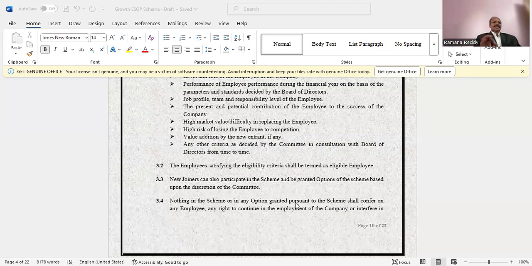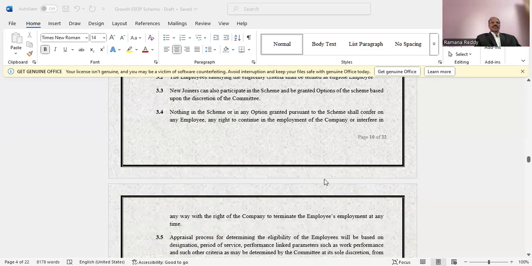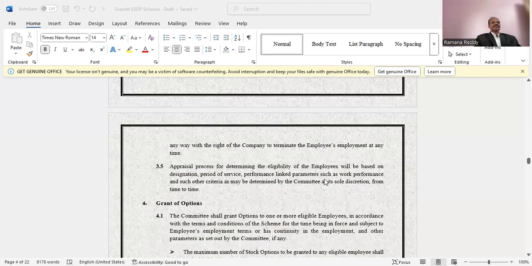So nothing in this scheme or any option granted pursuant to the scheme shall confer on any employee any right to continue in employment of the company. So once the grant letter is given to the employee, this is not a right to continuation of the employment, or giving any dividend, or giving any right to participate. These are all only options only.